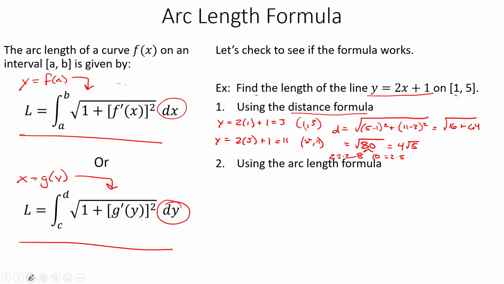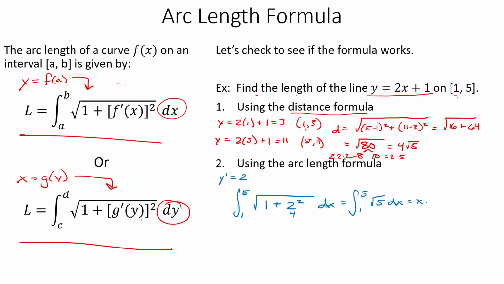Now let's try it using the arc length formula and see, do we get the same thing? So the arc length formula says we take the derivative. The derivative of that is just 2. And then we're integrating along the x-axis from 1 to 5 of the square root of 1 plus the derivative squared dx. So we got the integral from 1 to 5 of, let's see, that's 4. 4 plus 1 is 5, so we get the square root of 5 dx.